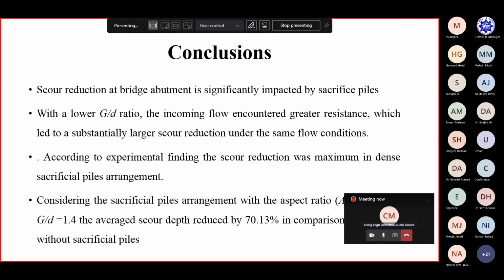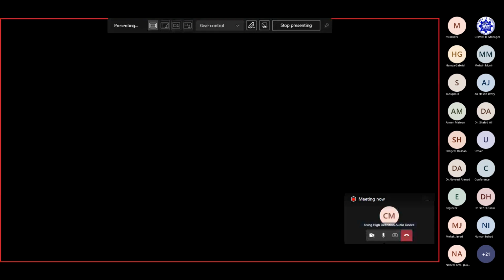Conclusion. Scour reduction at the bridge abutment is significantly impacted by sacrificial piles. With a lower G by D ratio, the incoming flow encountered greater resistance, which led to a substantially larger scour reduction under the same flow conditions. According to experimental findings, the scour reduction was maximum in a dense sacrificial pile arrangement. With the sacrificial pile arrangement of aspect ratio 0.75 and G by D 1.4, the average scour depth reduced by 70.13% in comparison to scouring without sacrificial piles. These are my references. Thank you, sir. That's all from my side.